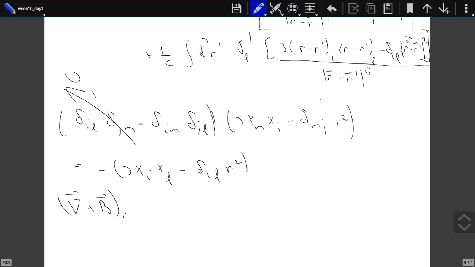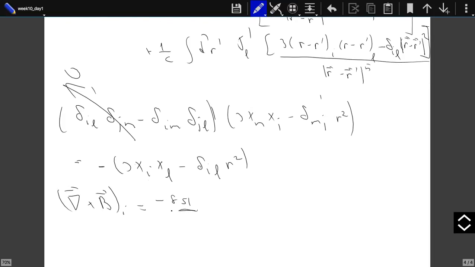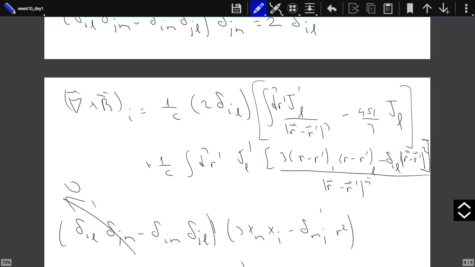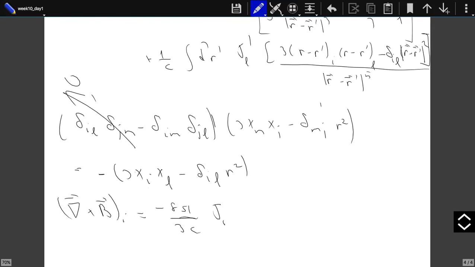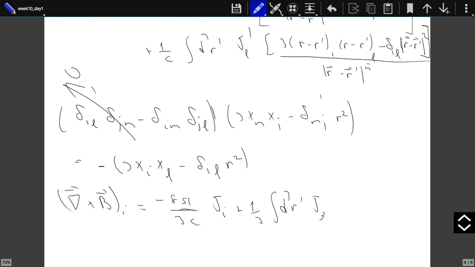So curl of B, the i component. Let's see. We have minus 8 pi over 3c J_i. This is this term. And plus 1 over c, all the others have some integrals, d cubed r prime, J_l prime.